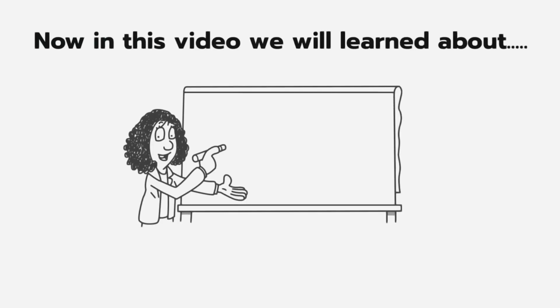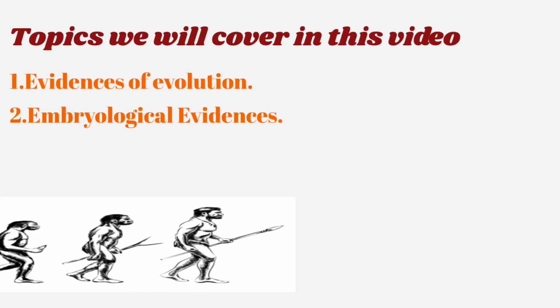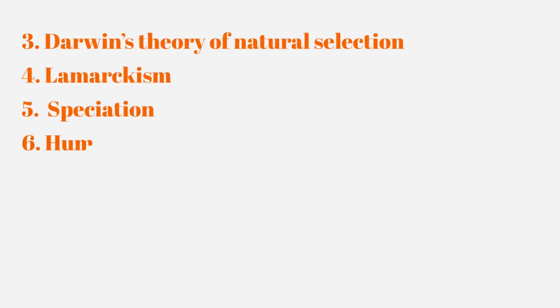So in this part of the video on evolution, we will cover topics like evidences of evolution, embryological evidences, Darwin's theory of natural selection, Lamarckism, speciation, and human evolution.